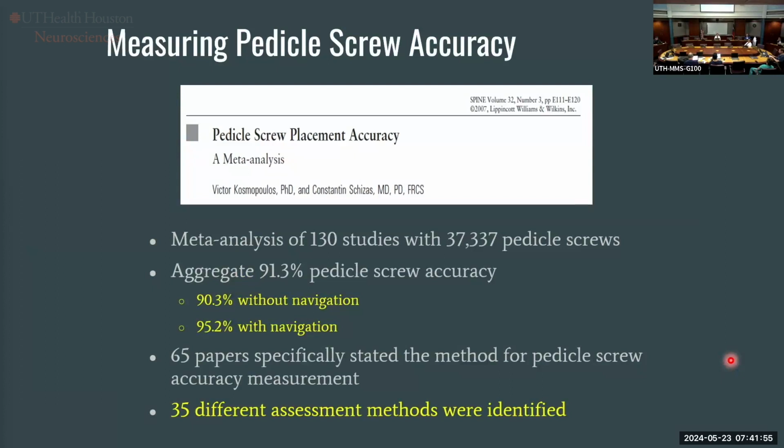Reported pedicle screw accuracy is now 91% aggregate. This is 130 studies, over 37,000 pedicle screws, so a very large study. And already in 2007, you're seeing a significant difference in accuracy of pedicle screws going in with nav versus those without. Now, this paper is a little bit hard to interpret because 65 of the papers didn't actually report the method that they used to evaluate pedicle screw accuracy, and in the other half that did, there were 35 different methods.